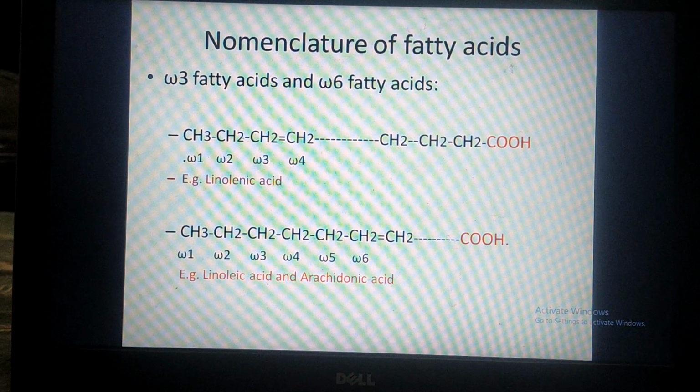Omega 3 fatty acids are the fatty acids in which the first double bond from the methyl end is present between omega 3 and omega 4 carbon atoms. Example, linolenic acid. Omega 6 fatty acid means the fatty acids in which the first double bond from the methyl end is present between omega 6 and omega 7 carbon atoms. Example, linoleic acid and arachidonic acid.